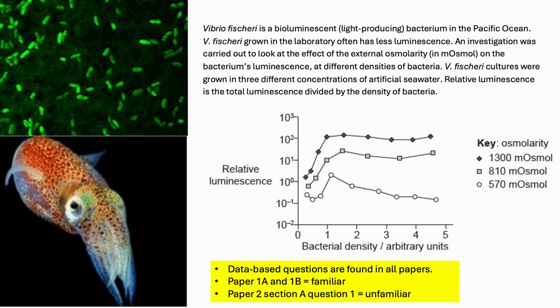Sometimes you're given data based on familiar circumstances. So that's especially true for paper 1A, paper 1B. This question is about Vibrio fischeri, a bioluminescent bacterium as seen up here, and you can find that in the bobtail squid. When it's together, you get quorum sensing, so when there's a high population of the bacteria, then that induces them to bioluminesce, and that enables your squid to bioluminesce and actually hide its shadow.